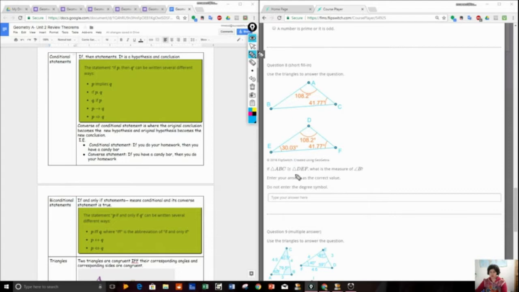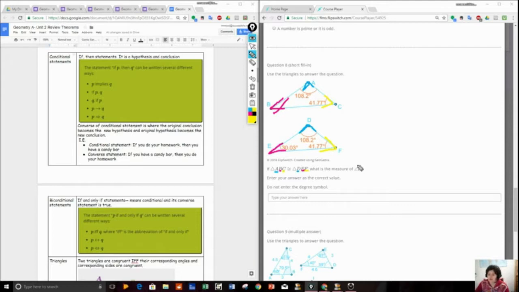They list out the vertices in order of correspondence. So vertex A corresponds to vertex D. Vertex B corresponds to vertex E. And vertex C corresponds to vertex F. So vertex C is going to correspond to vertex F.